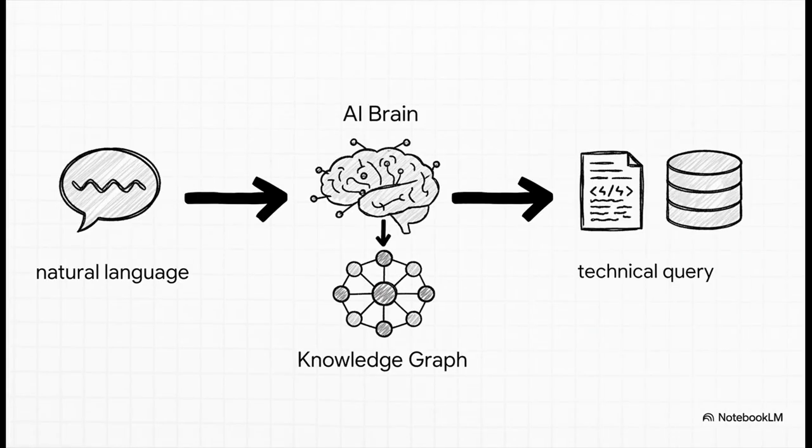The second you hit enter, that fine-tuned AI brain gets right to work. It takes your question, uses that knowledge graph to understand what wallets and richest mean in this context, and then translates your English sentence into a very precise, technical query that the Cardano database can actually understand and execute.